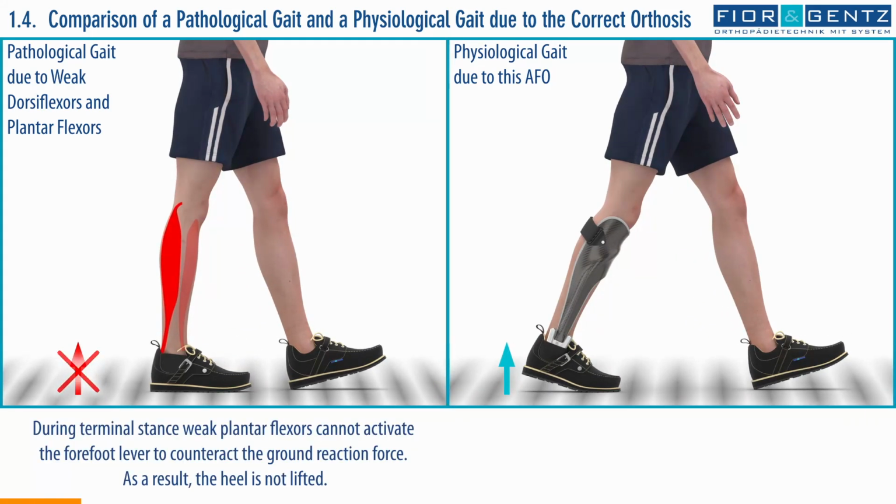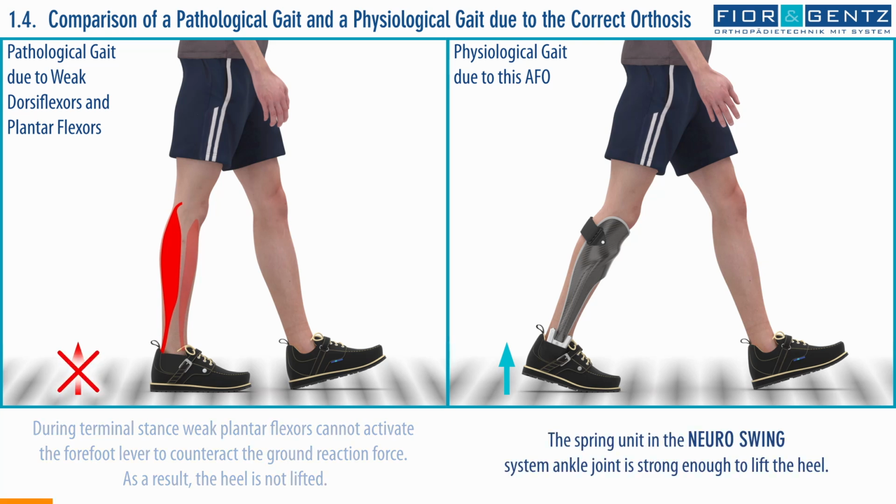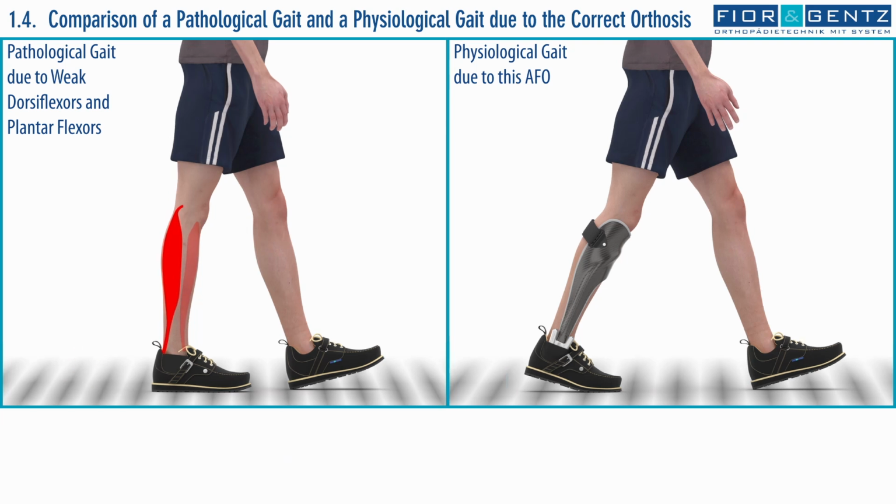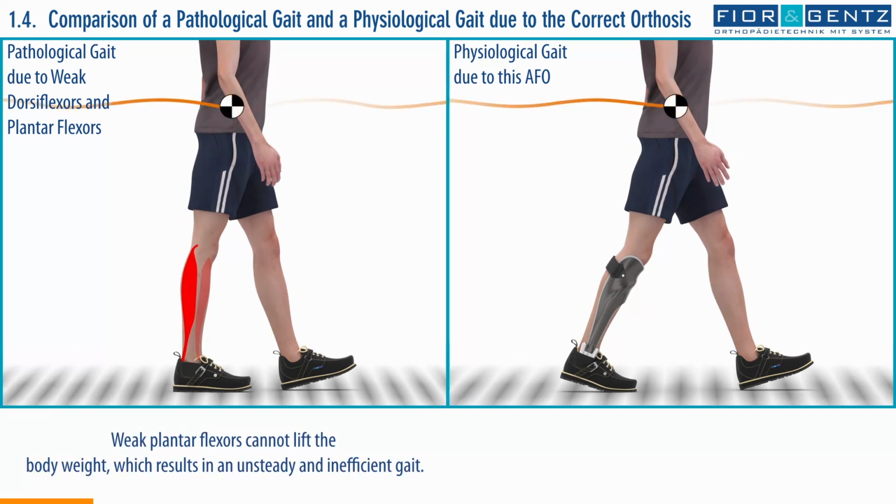During terminal stance, weak plantar flexors cannot activate the forefoot lever to counteract the ground reaction force. As a result, the heel is not lifted. The spring unit in the neuro swing system ankle joint is strong enough to lift the heel. Weak plantar flexors cannot lift the body weight, which results in an unsteady and inefficient gait.